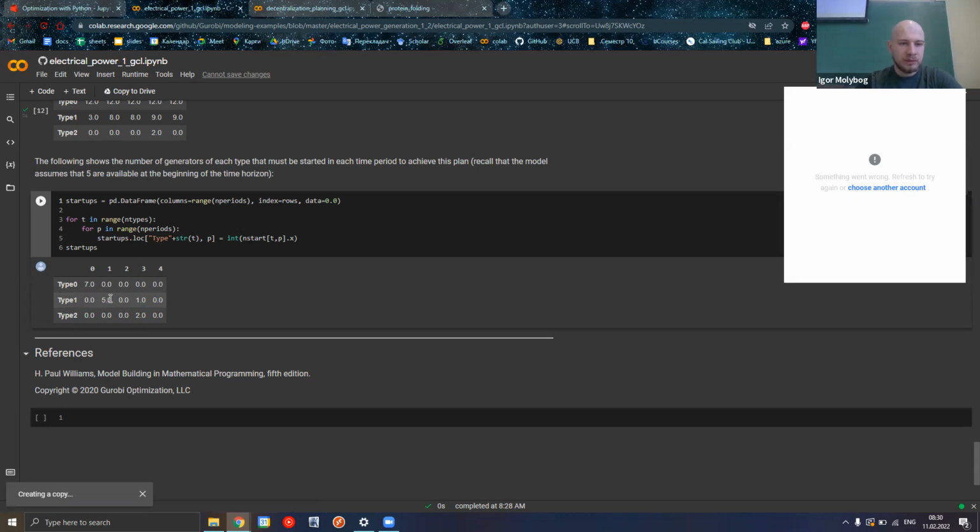Type 2 is being switched on and off most of the time, I would say. And type 2 is being turned on only once. So we have that in the third time period.